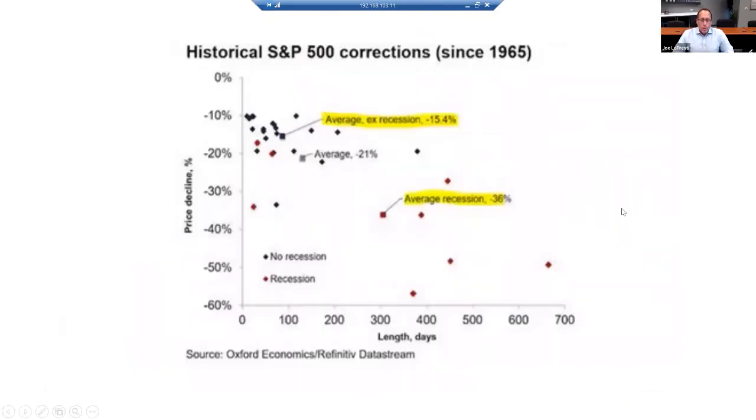This is a visual that I think helps prove the point that economic recessions really affect equity bear markets much more significantly. It shows the price decline and length of all corrections in the S&P since 1965. That's a drop of 10% or more. The blue diamonds on here show all corrections in the S&P without a recession. And the red diamonds are all corrections or bear markets with a recession.